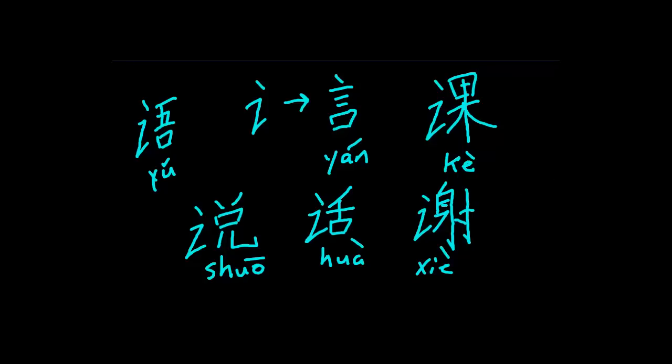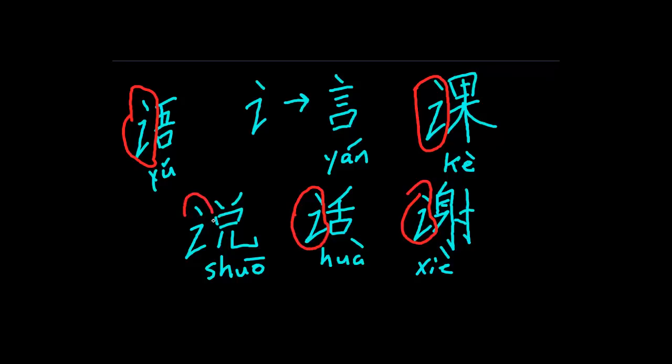So let's quickly, you can see it. Let's just circle that radical. It's pretty simple. And I guess this is what makes understanding radicals is what makes learning new characters a little bit easier.